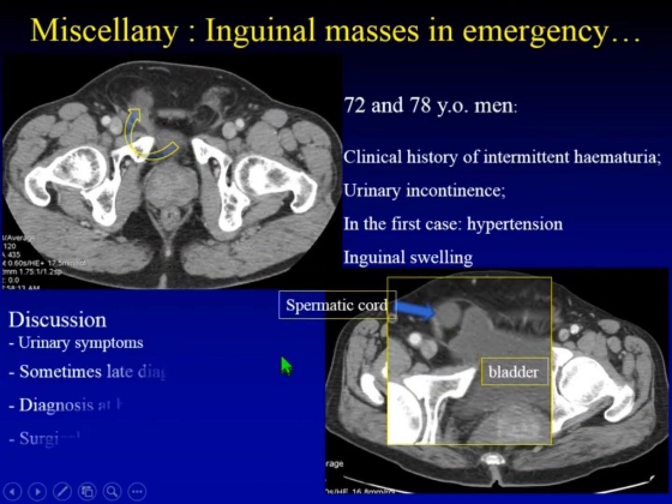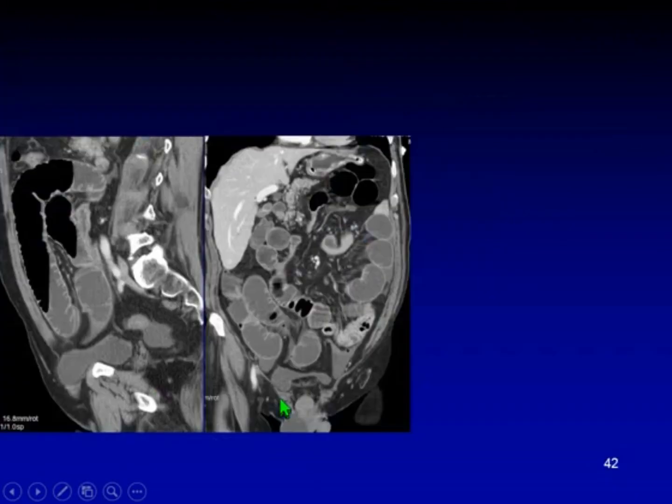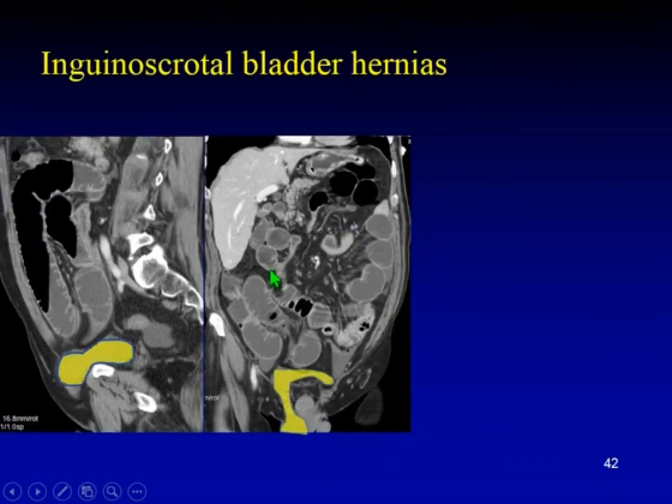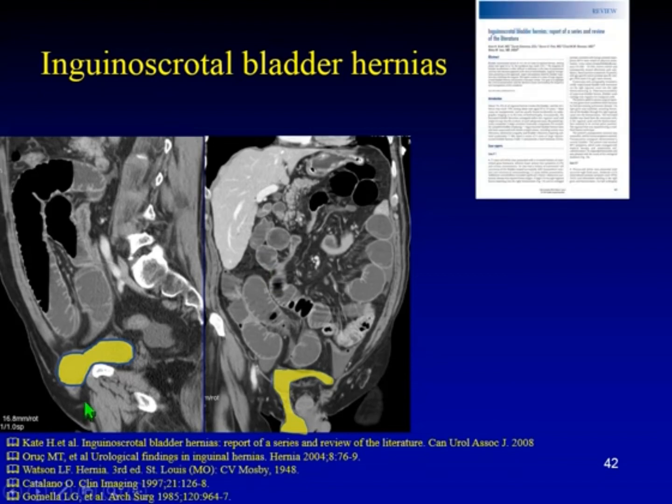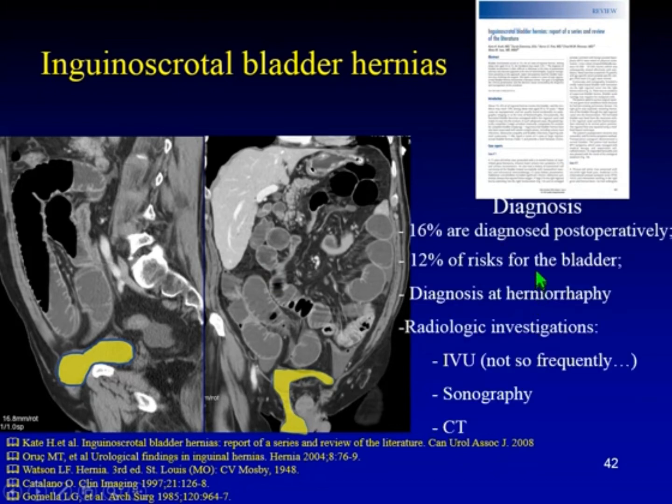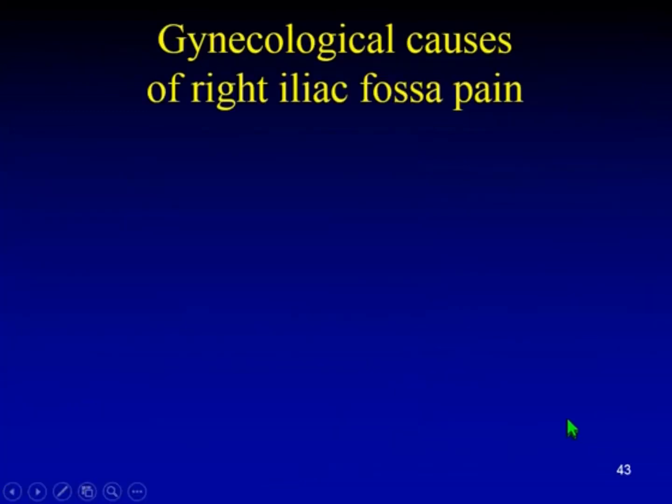This is an important pathology due to the fact that sometimes it is diagnosed late. Why? Because these inguinoscrotal bladder hernias, if we don't know the literature, and this is a very interesting article that I suggest to you, are diagnosed postoperatively in 60% of cases, with a huge perioperative risk for the bladder. And we have to consider that conventional urography is no longer performed. Sonography, so-so for this diagnosis. CT is, even in this case, a good method to find these pathological findings.